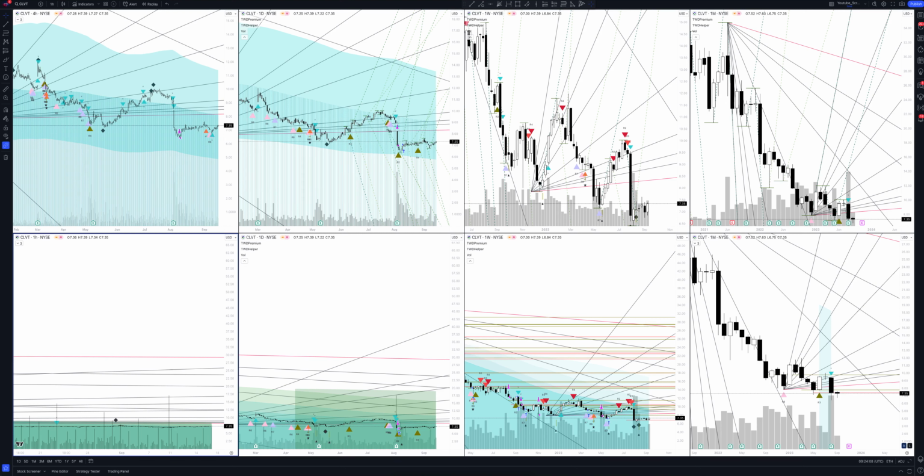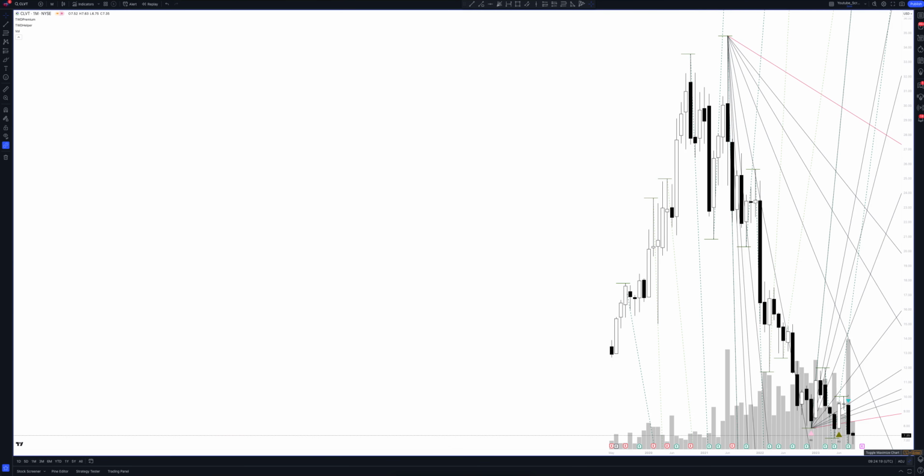We'll take a look at CLARIVATE stocks. Let's analyze the market situation and find out how you can make money on it. We always start our analysis from the global market.